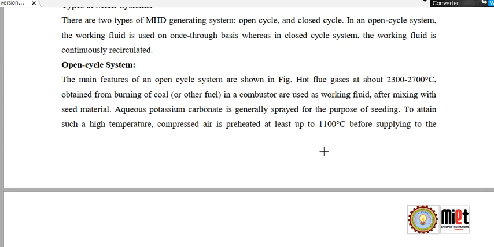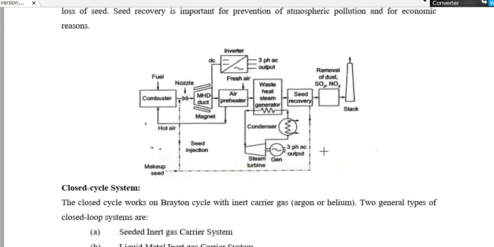So as the name suggests, it is an open cycle system. Here what happens: we obtain flue gases by burning of coal in a combustor, and these flue gases are then seeded with potassium carbonate, and this final working fluid is then sent to the MHD generator. Here the electricity is generated in the form of DC, and it is again converted to AC electricity using an inverter.